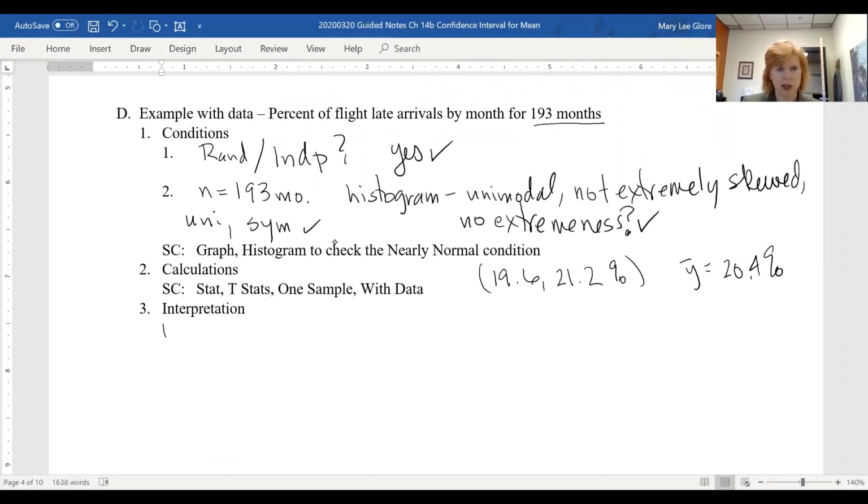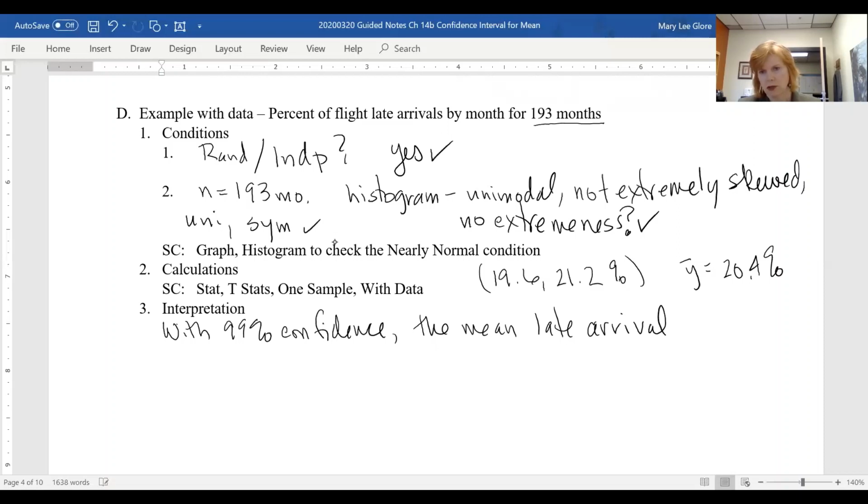So here, again, I'm going to mention my confidence level: with 99% confidence, the mean late arrival percentage, late arrival rate, is between 20 and 21%. Now, I rounded in my examples to whole numbers, but you round on your homework to whatever it tells you to. It likes a lot of decimal places. So that's what you're going to do.